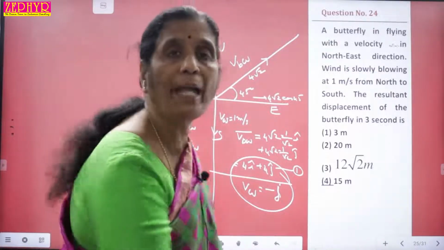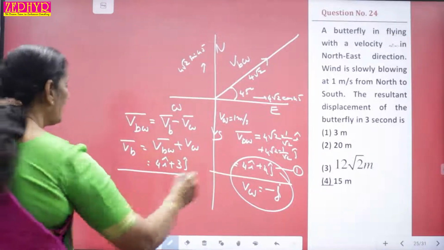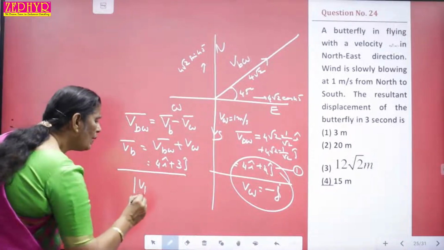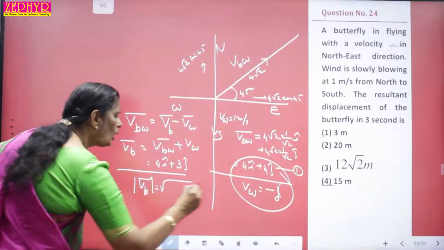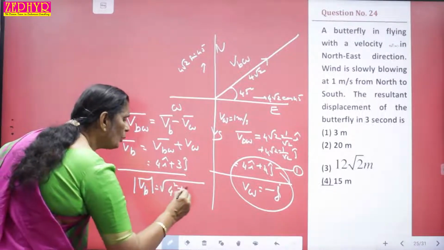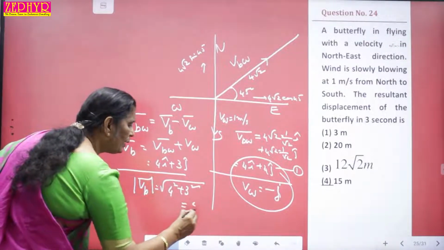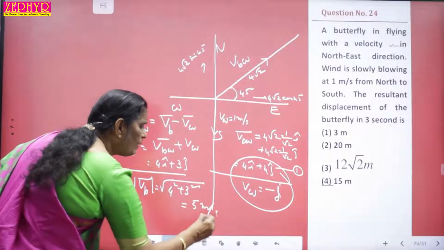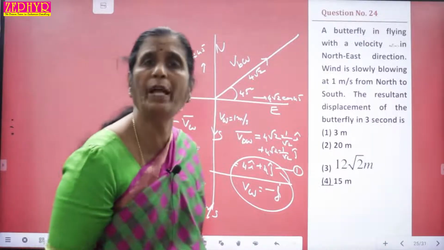But we want only the magnitude. We don't want the vector form. So the magnitude of the velocity of the butterfly will be root of 4 square plus 3 square. 4 square plus 3 square is nothing but 25, so root is 5. So the butterfly is moving with the velocity of 5 meter per second.